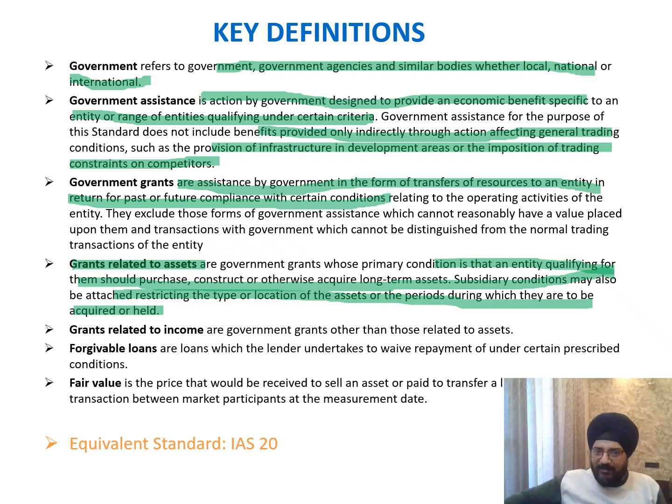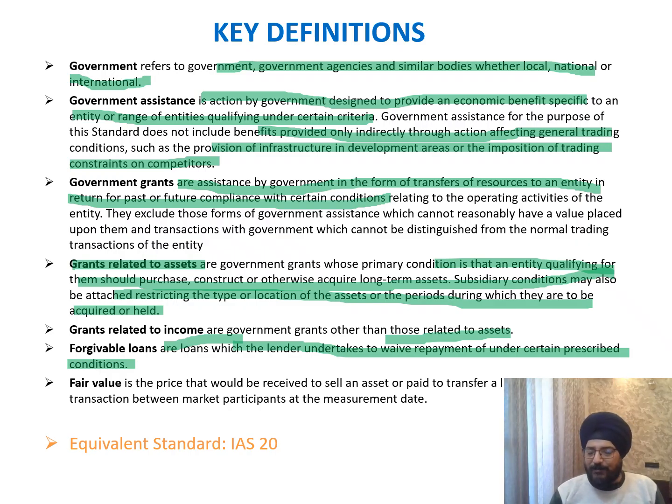Grants related to income are the grants other than those related to assets. Forgivable loans are the loans which the lender undertakes to waive repayment of under certain conditions. So basically, these are loans which government waives based on a certain condition that needs to be complied with by the entity. Those are some of the specific cases wherein a loan has been forgiven by the government.